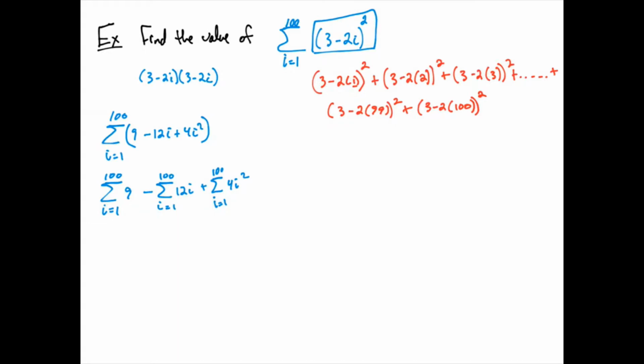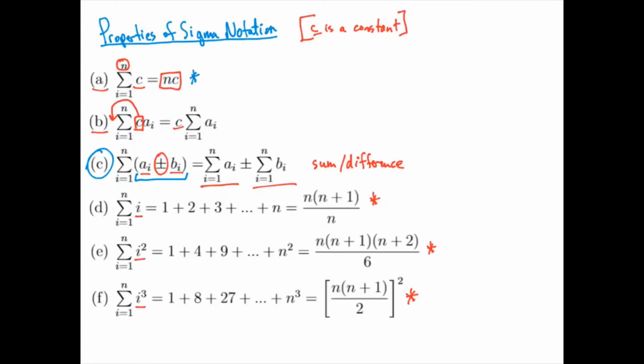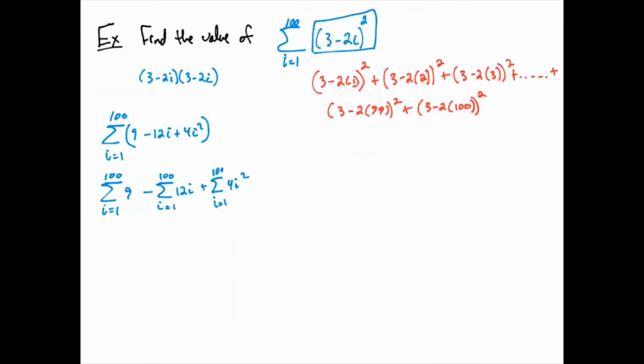So this first term, sigma from 1 to 100 of 9, is just this first property up here. We have a constant and it's getting applied n times. Here, this constant is 9 and it's getting applied 100 times. So that's 9 times 100, minus, in this instance, a constant getting multiplied by i, so I'm going to write the 12 out front and I'm just left with i inside. And same thing on the third term, I have a 4, so I'm going to say plus 4 sigma from i equals 1 to 100 of i squared.